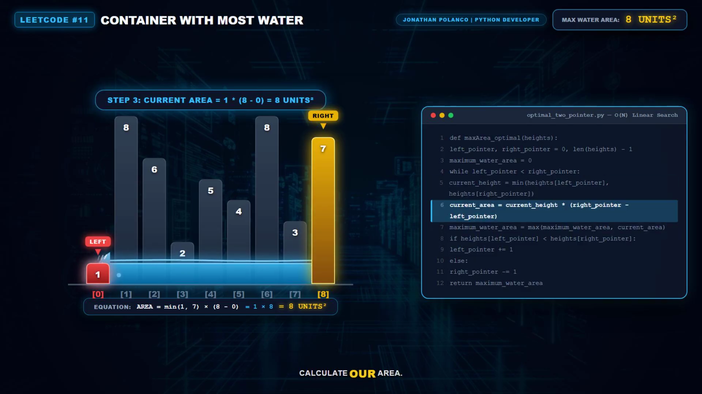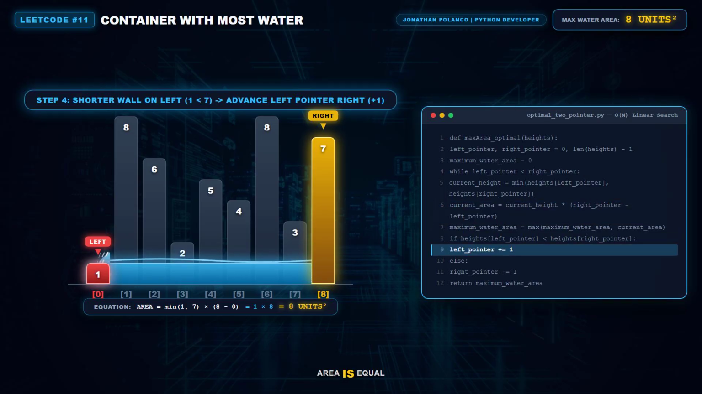Inside, we calculate our area. We have the minimum of heights[left pointer], heights[right pointer], multiplied by the right pointer minus left pointer. We update the max area equal to max of max area, current area. And we take the max of those, which is why we have max there.